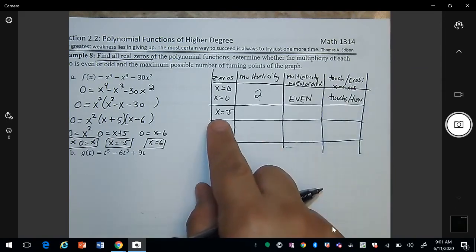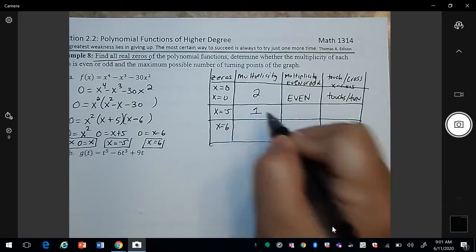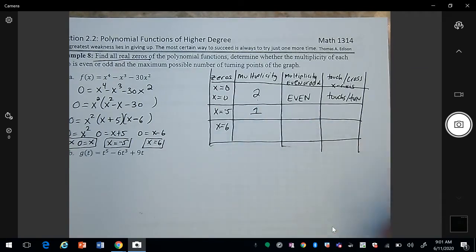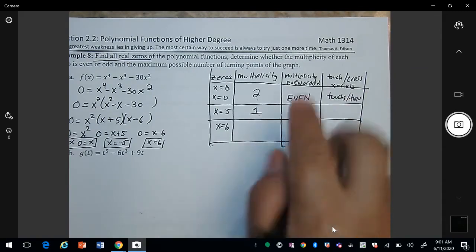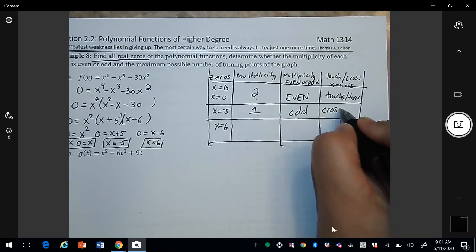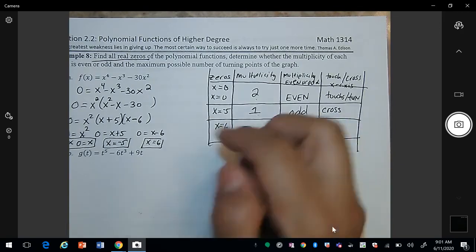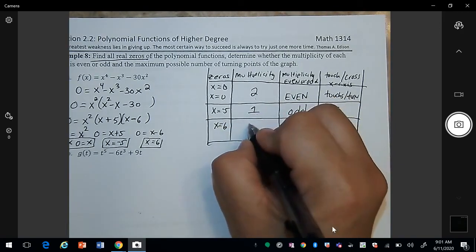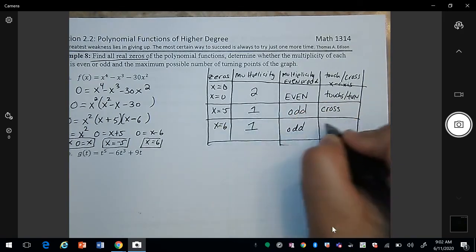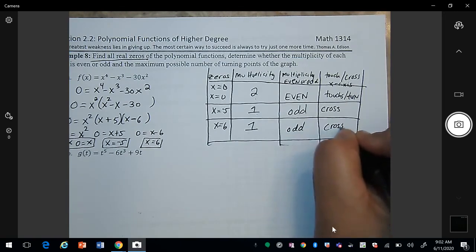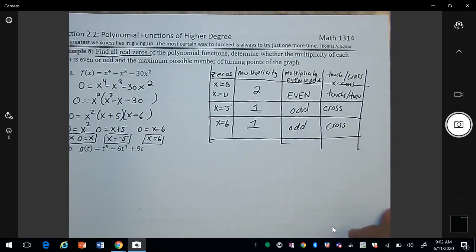And then for x equals negative 5, the multiplicity is 1 because we only have one negative 5. This multiplicity is odd. So if the multiplicity is odd, then it's going to cross. X equals 6 only occurs one time, so we say the multiplicity is 1, which is odd, so it's also going to cross.